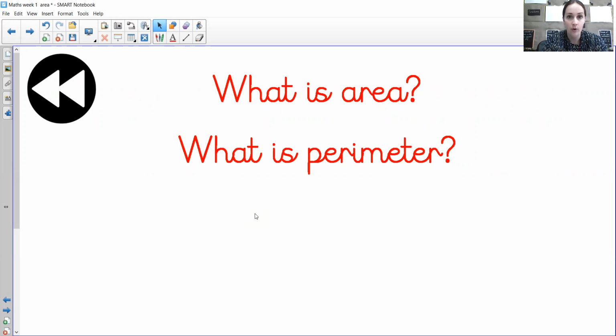So rewind then to start us off. What is area? What is perimeter? You should have these STEM sentences written down. If you haven't, write them down now into your jotters. Okay, off we go.